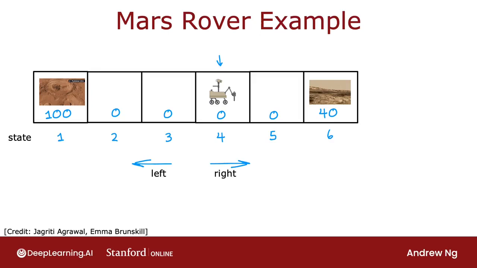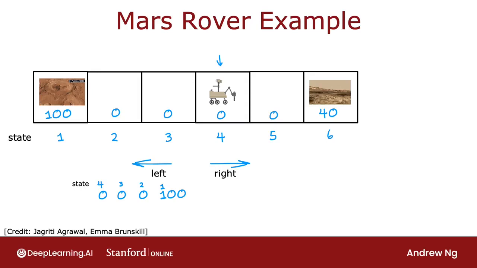In reinforcement learning, we pay a lot of attention to the rewards because that's how we know if the robot is doing well or poorly. So let's look at some examples of what might happen. If the robot were to go left, starting from state 4, then initially, starting from state 4, it will receive a reward of 0. And after going left, it gets to state 3, where it receives, again, a reward of 0. Then it gets to state 2, receives a reward of 0. And finally, it gets to state 1, where it receives a reward of 100.